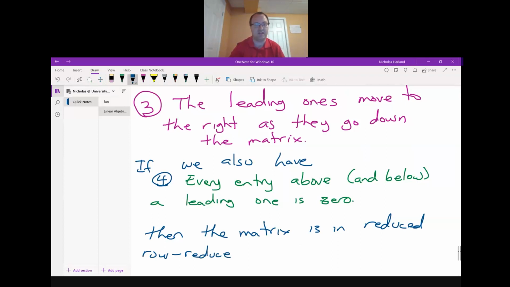Some people also say row reduced echelon form, depending on the source. I've seen it both ways. It doesn't change the fact that we have 2 R's before the E and the F. Technically, I believe most sources will say reduced echelon form, but I've heard it as row reduced echelon form as well. So you might see that in other places.